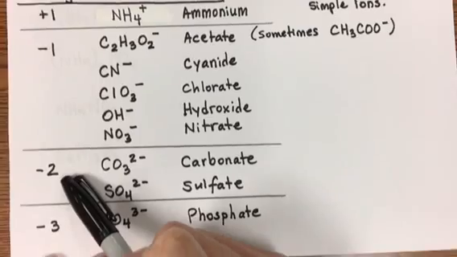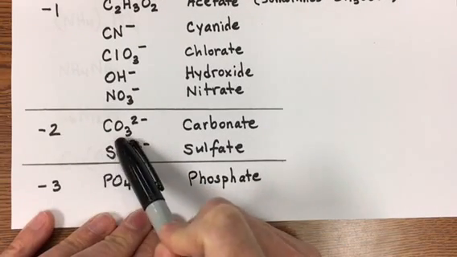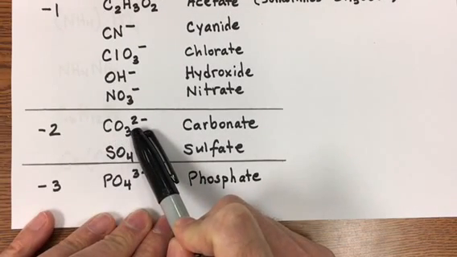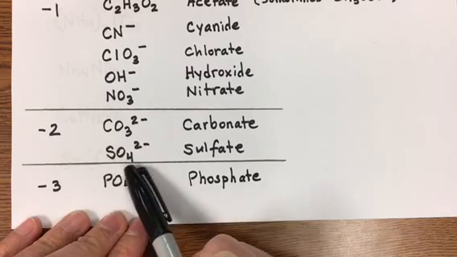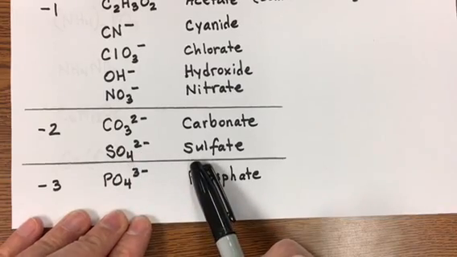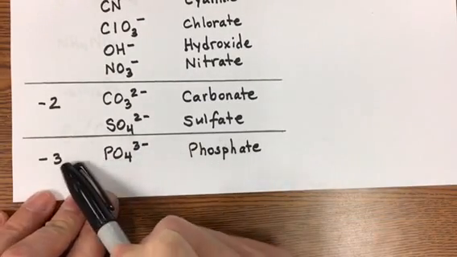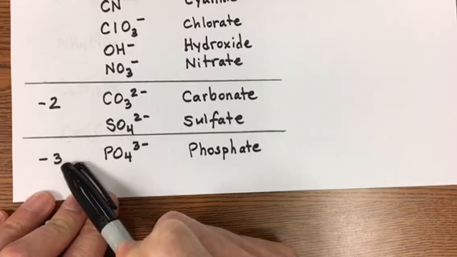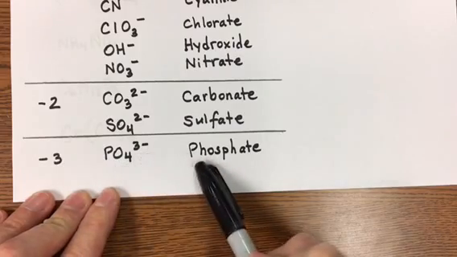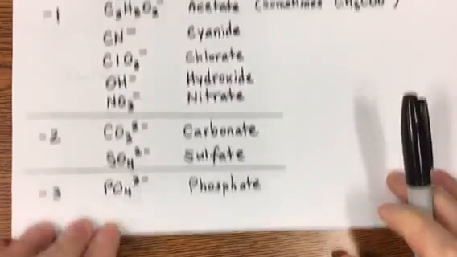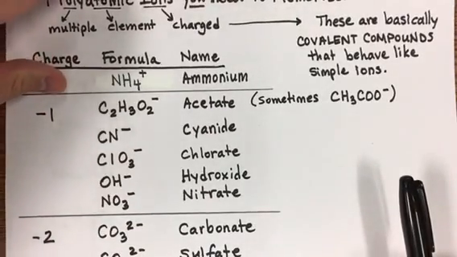And then we get to ones that have a -2 charge. CO3 with a -2 charge is called carbonate, and SO4 with a -2 charge is called sulfate. And then we have one that you have to know that's got a -3 charge, and that's PO4, and that's phosphate. So those are the ones you have to know for this class. You'll have to memorize them. You need to recognize them when you see them.